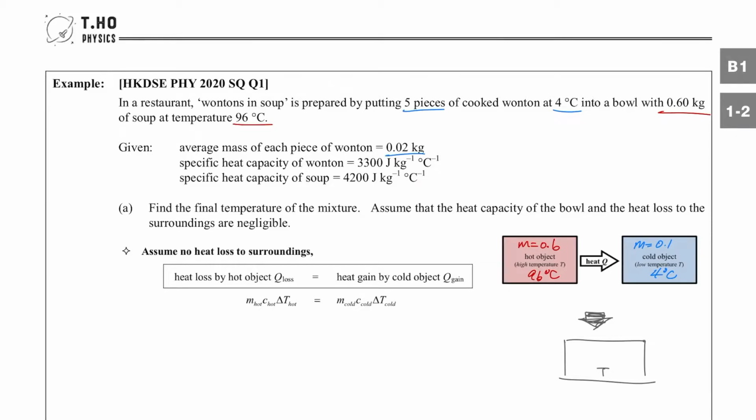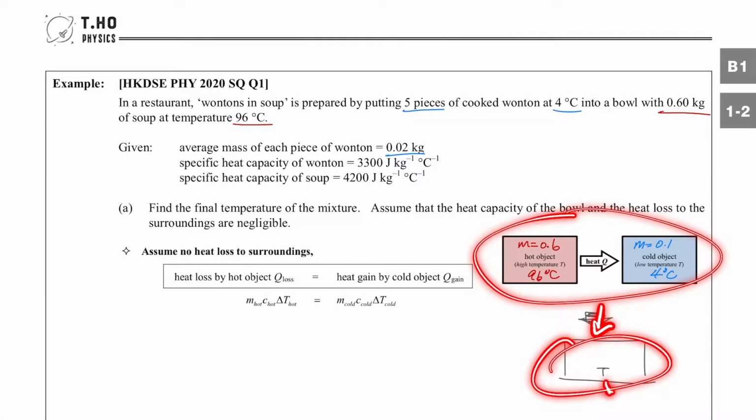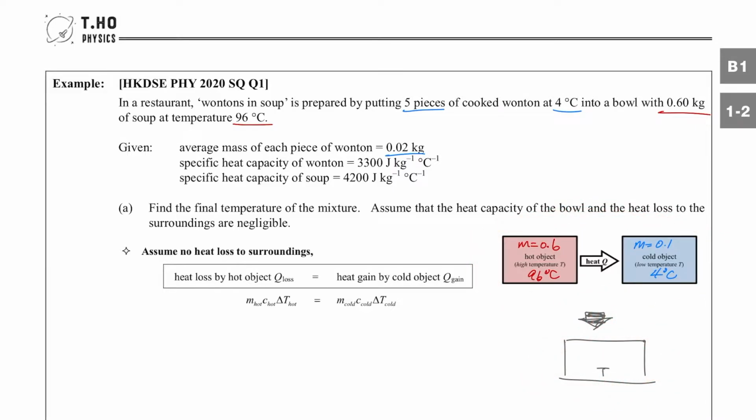We know that each piece of wonton is 0.02 kg, so we have 5 pieces of them. So altogether we have 0.1 kg of wonton, mixed with the hot soup of 0.6 kg at 96 degrees. So we assume they mix up together and become a mixture at temperature T. Assume there is no heat loss to the surroundings. Heat loss by the hot object will be equal to the heat gain by the cold object.